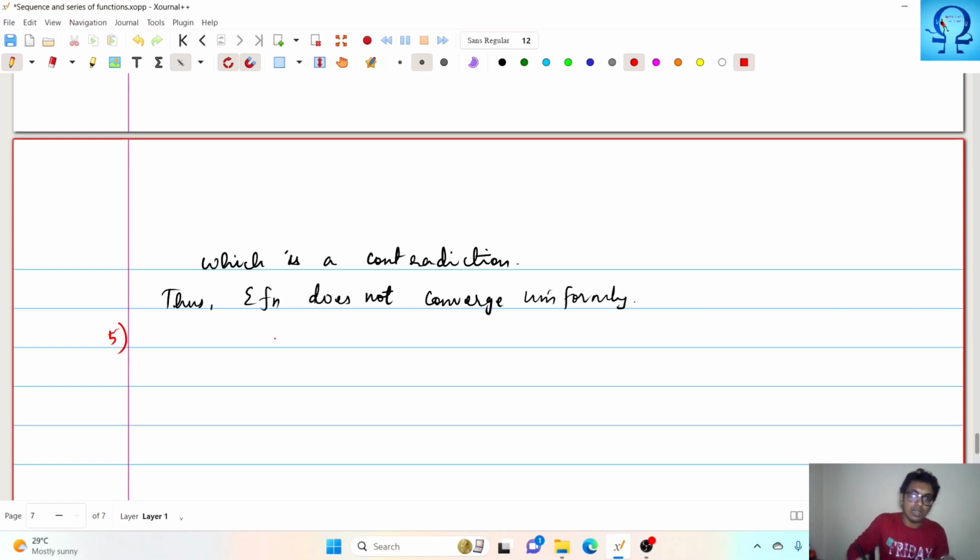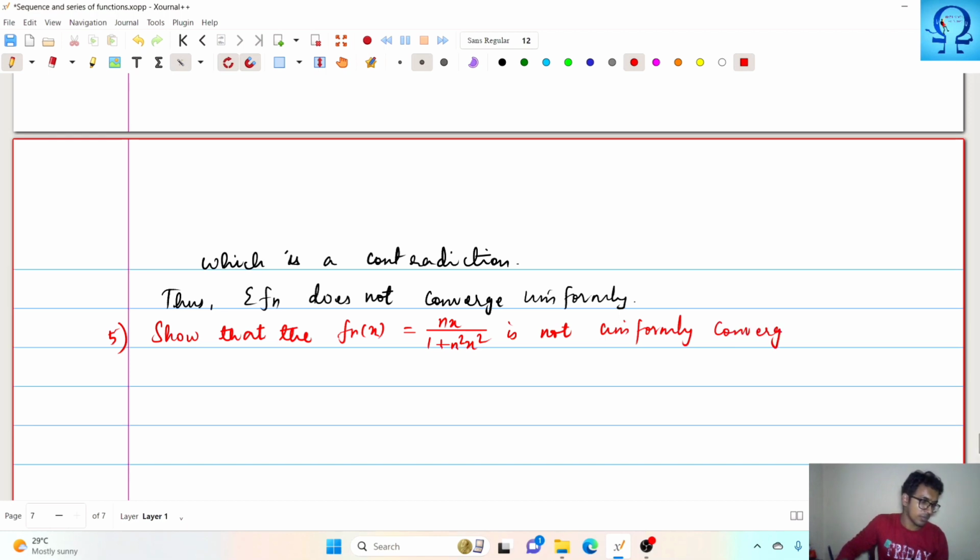That is, we will find out. First let me give you the problem and then let me recall the theorem that we are going to use. We are going to show that the sequence fn of x, that is nx upon 1 plus n square x square, is not uniformly convergent on any interval containing 0. So this is the problem that we have now.